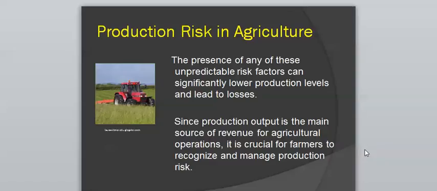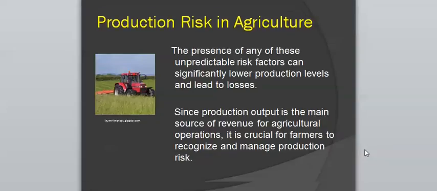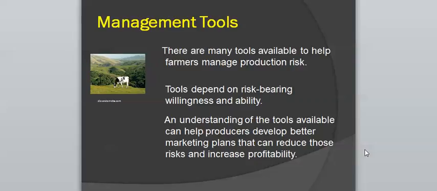The presence of any of these unpredictable risk factors can significantly lower production levels and lead to losses. Since production output is the main source of revenue for ag operations, it's crucial for farmers to recognize and manage production risk. There are many tools available to help farmers manage production risk. Tools depend on risk bearing willingness and ability. An understanding of the tools available can help producers develop marketing plans that can reduce those risks and increase profitability.